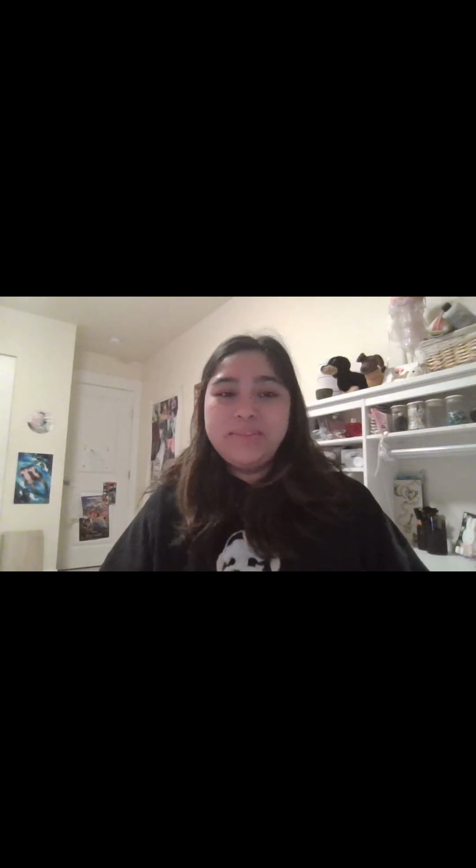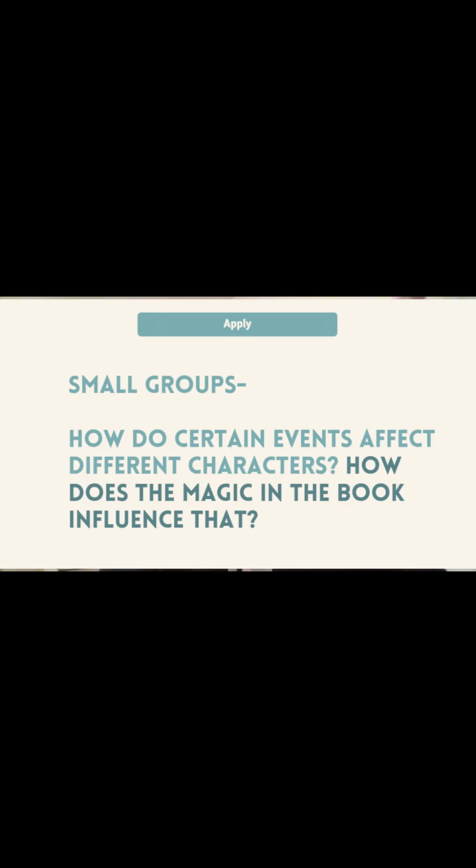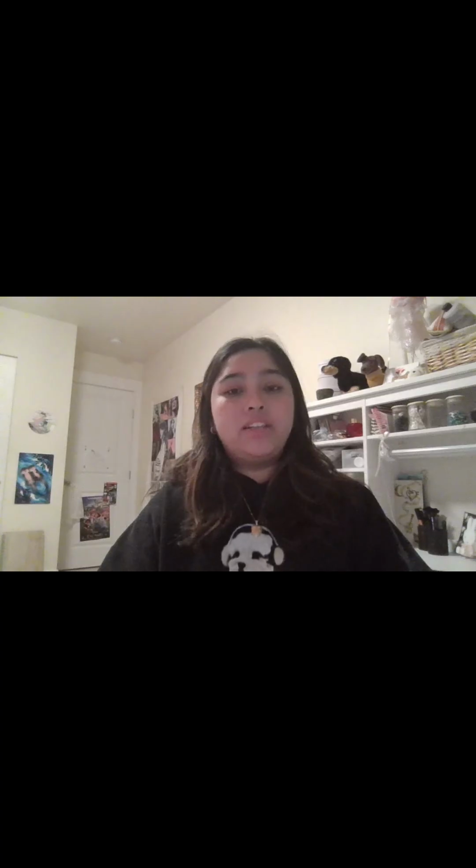The next level of Bloom's taxonomy, I asked students to apply their knowledge of magical realism to their texts. Students discussed in small groups how the type of magic affected characters, how it did not, and what would happen to their stories and characters if the fantastical elements were removed.